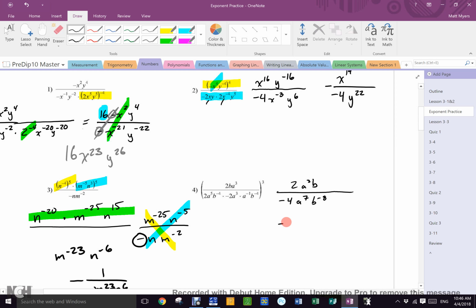2 and negative 4 becomes negative 1/2. 3 minus 7 is what? Negative 4. So I got to have a to the 4th there. And b to the negative 8 becomes b to the 9th. There, yes? Now, all of that is cubed. So, the negative 1 stays negative 1, but it becomes b to the 27th over, what's 2 cubed? 8, a to the 4th, and that whole thing is what?